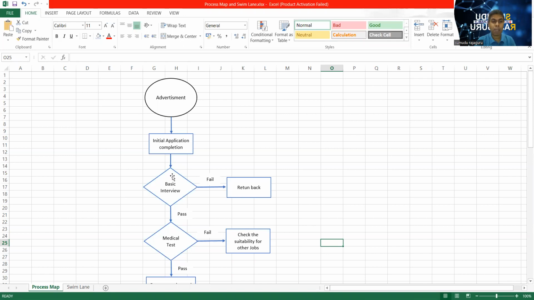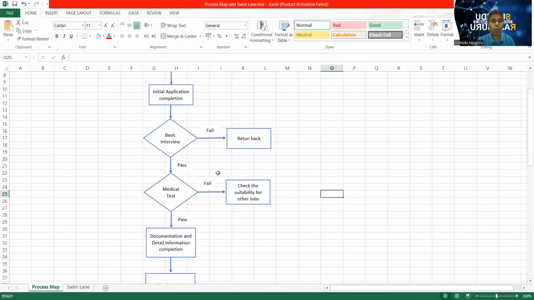Okay, when we use the diamond shape, definitely we have to mention at least two axes, pass and fail. Okay, so in the basic interview, if fail, return back. If pass, it moves to the next step. Next step is the medical test. So the medical test also should have two results. It can be pass or fail. So because of that, again use the diamond shape. From the medical test, if it is fail, check the suitability for other jobs. Okay, so we can check if the organization has any other vacancy, so we can check the possibility. If it is passed, that candidate moves into the next process.